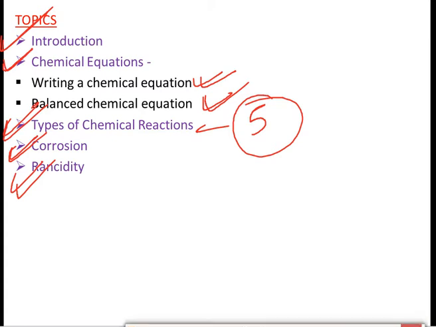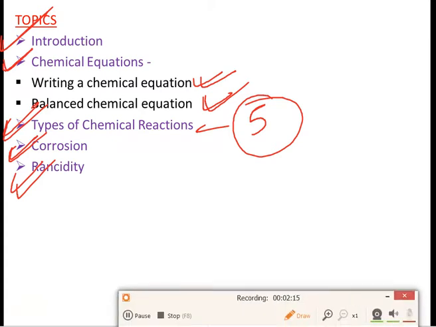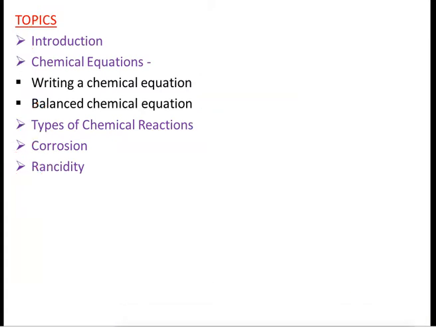So overall this chapter is a short chapter, and it's interesting and also easy, so you can score very good marks in this chapter. The only thing is that you should have a good idea about the formulas of the chemical compounds. If you have a good idea about the formulas of the chemical compounds, you can write any chemical equation, and I will also teach you how to balance a chemical equation. So let's start with the first topic, that is the introduction part.